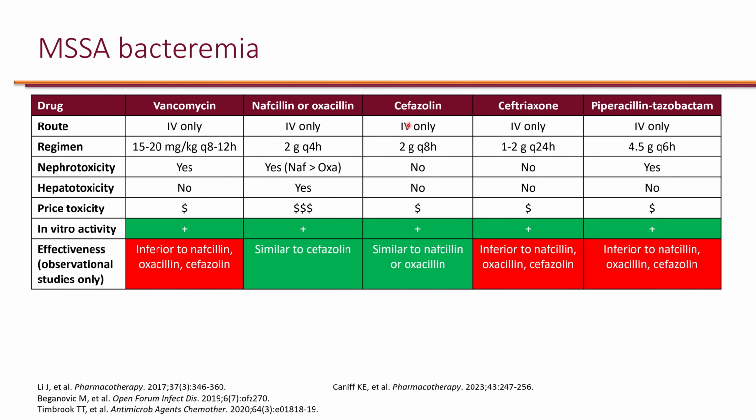So, cefazolin, pretty much everything that you look at has a better profile compared to nafcillin and oxacillin. Now, there are other beta-lactams that also have activity against MSSA bacteremia, for example, ceftriaxone and piperacillin tazobactam. And a lot of patients may be on these agents empirically, but when the culture results come back and it is MSSA, it is important to switch the patients to either cefazolin or nafcillin or oxacillin, because again, based on observational studies, both ceftriaxone and piperacillin tazobactam had inferior effectiveness compared to cefazolin or nafcillin or oxacillin.